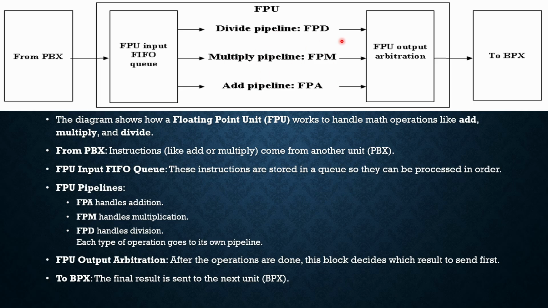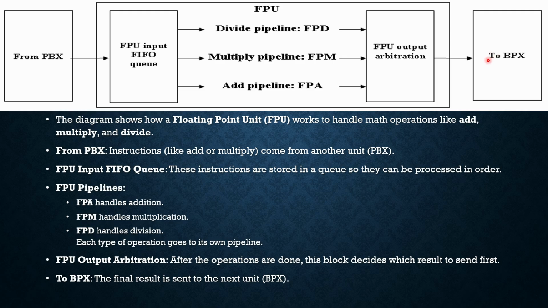After pipelining, there is an FPU output arbitration. This block decides which result is to be sent first, and the result is sent to the next unit, that is BPX. So this is a basic block of the floating point unit. With this we are winding up this session.